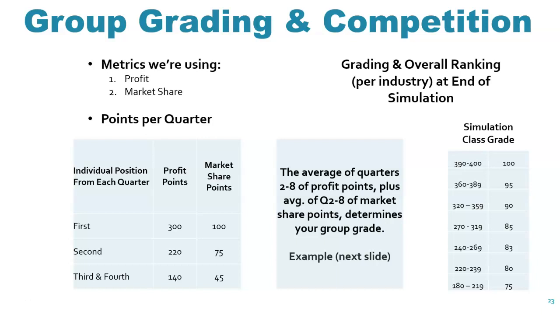How does the overall grading work? The grade is the average of quarters 2 through 8 for profit points and market share points. So here's the simulation class grade breakdown. Essentially, if you came in third or fourth the entire time and never got above that, that would be a 75. Most grades fall between 80 and 90 with groups that are trying and have a strategy.